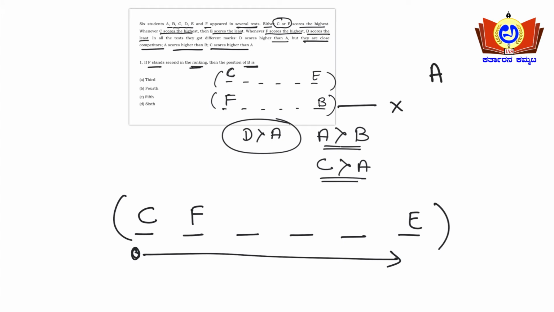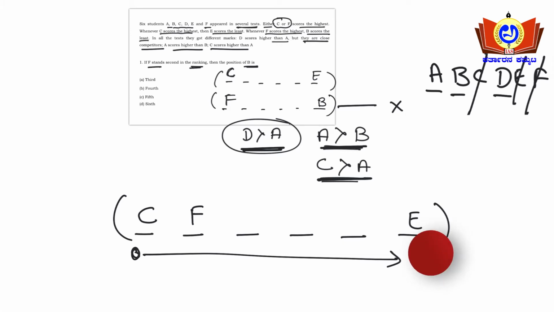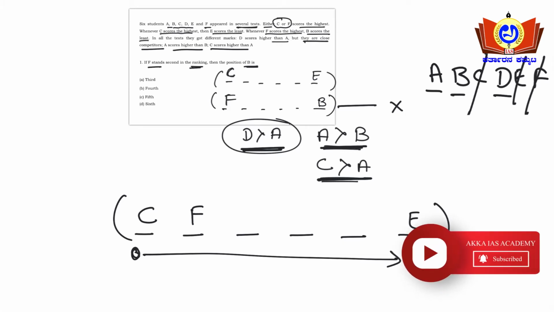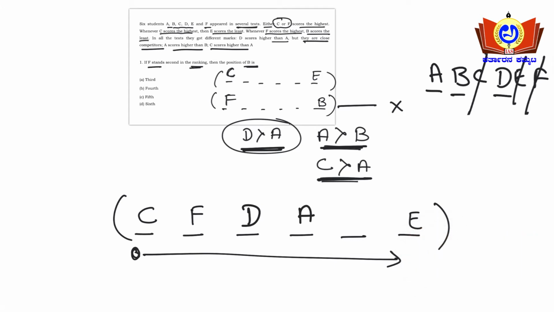A, B, C, D, E and F are there. C, F, E we got here, so A, B and D we need to find out. A is greater than B, D is greater than A, and C is also greater than A. When you consider all these 3 conditions simultaneously, D will be greater than A here, and it will be greater than B here. Obviously C is greater than A, C is first here.